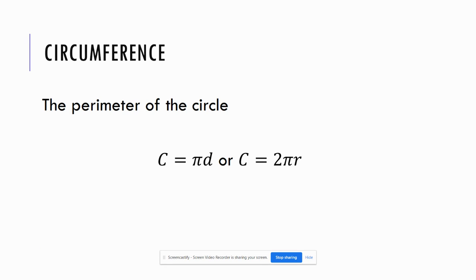There are two different ways for you to think about this. Circumference is taking pi times diameter. However, remember, diameter has a relationship with the radius. If you double the radius, you get the diameter. So another way to think about circumference is 2 times pi times your radius.